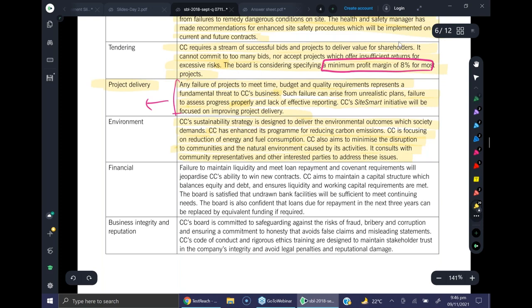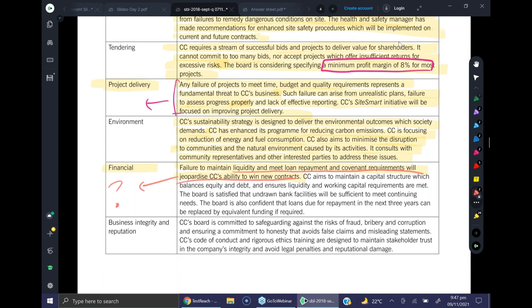So they're very active towards the environment. Financial risks are that their failure to maintain liquidity and meet loan repayment and covenant requirements will jeopardize CC's ability to win new contracts. So do you think we should be using this as financial aspects of the new project as well? Yes, because these are the risks for the new project too.